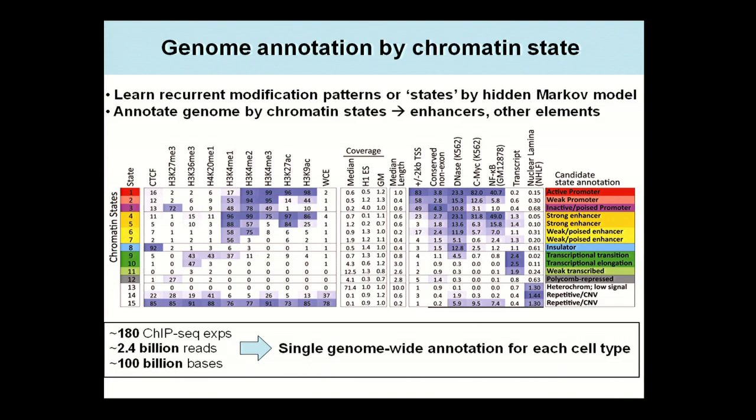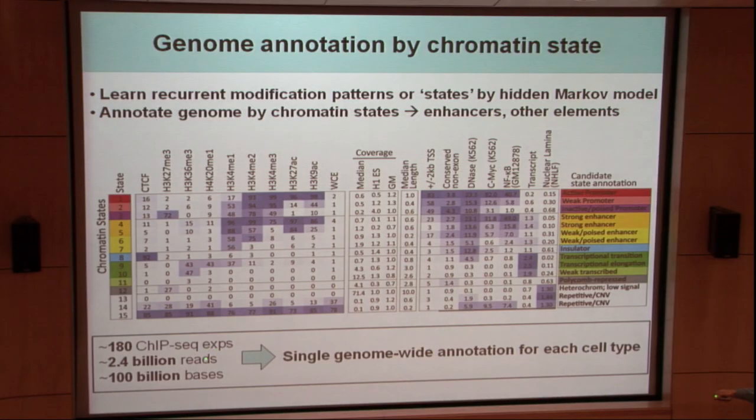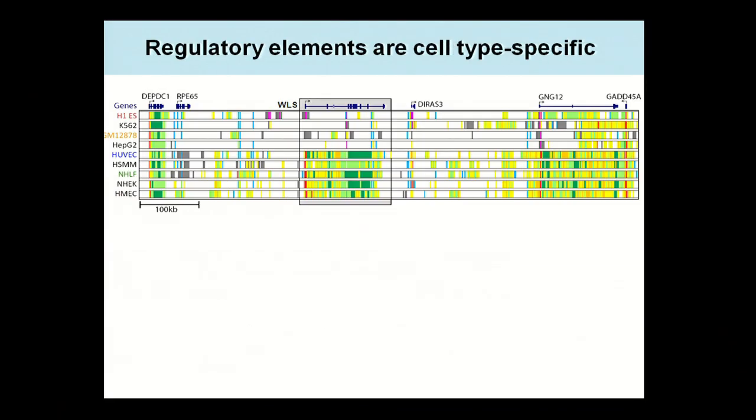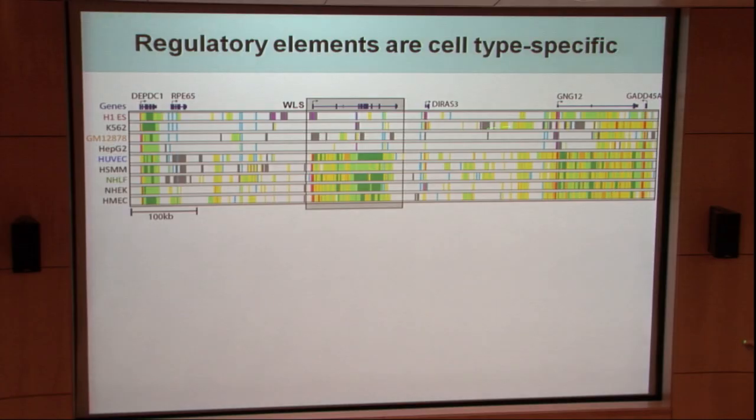The attraction of this is that we've now been able to take about 180 data sets and something like 100 billion bases of DNA and collapse it into a single genome-wide annotation for each cell type, based on these different colors of chromatin states, that we argue contains most of the information that we want. So instead of having 100 tracks on the genome browser, we can just have one track per cell type. You can see these different colors lighting up.